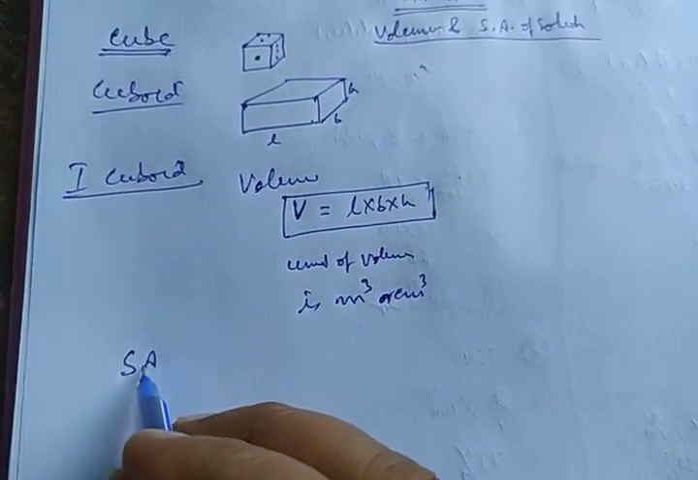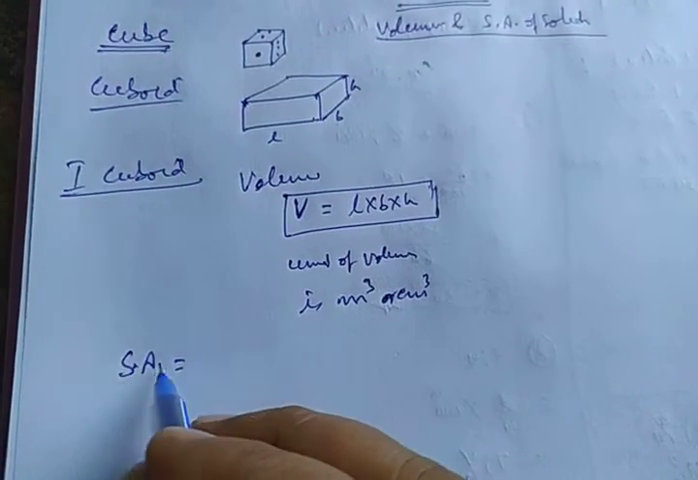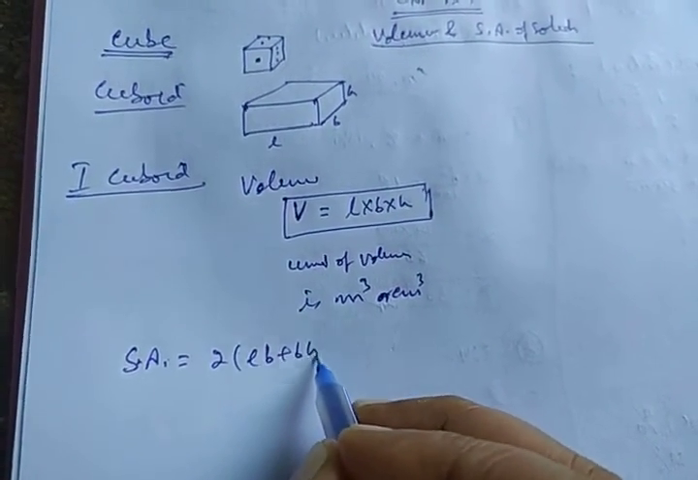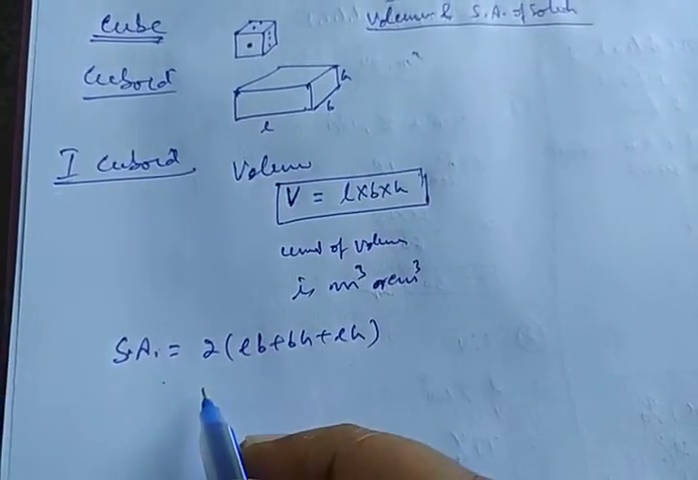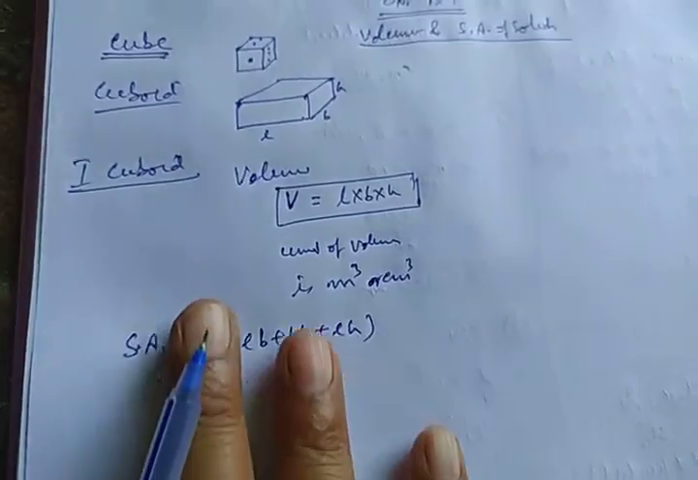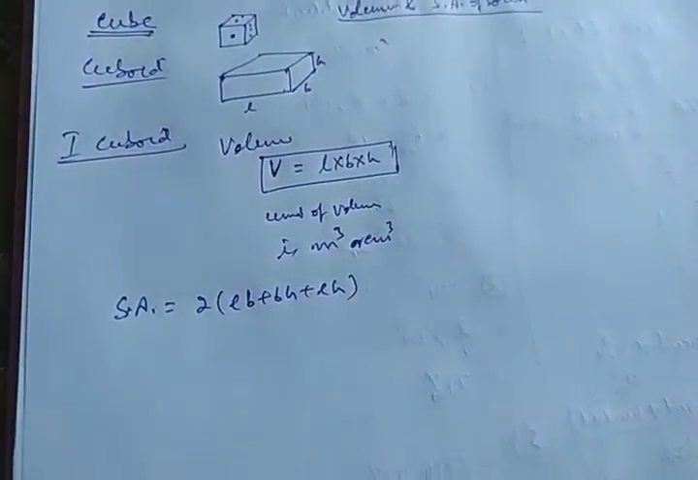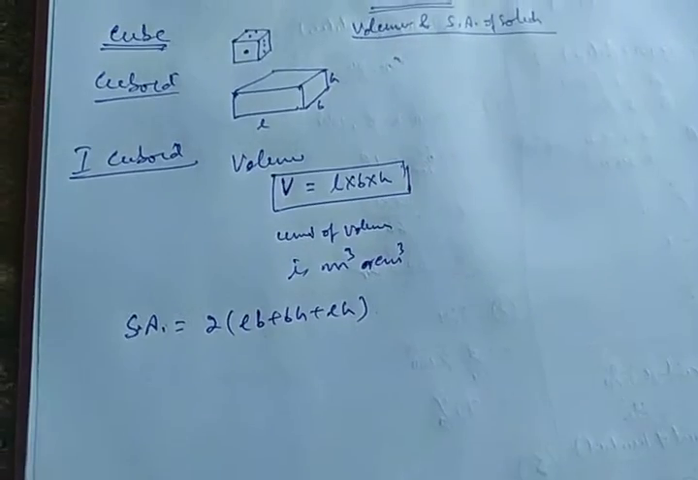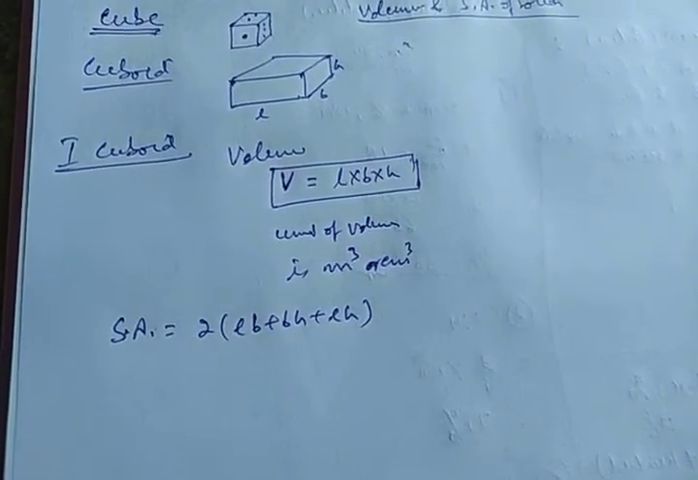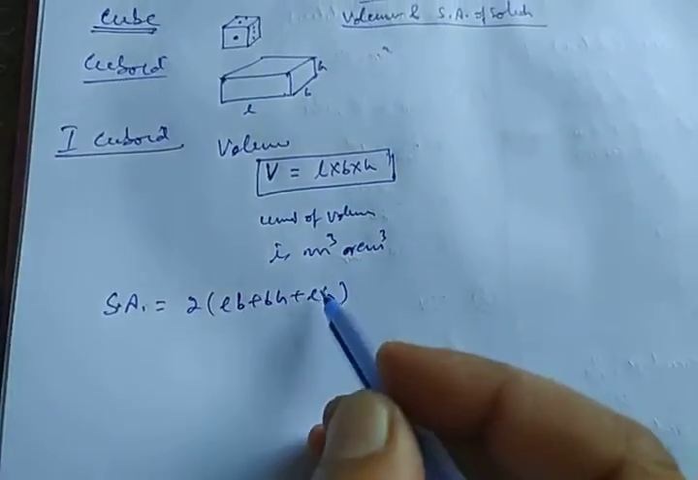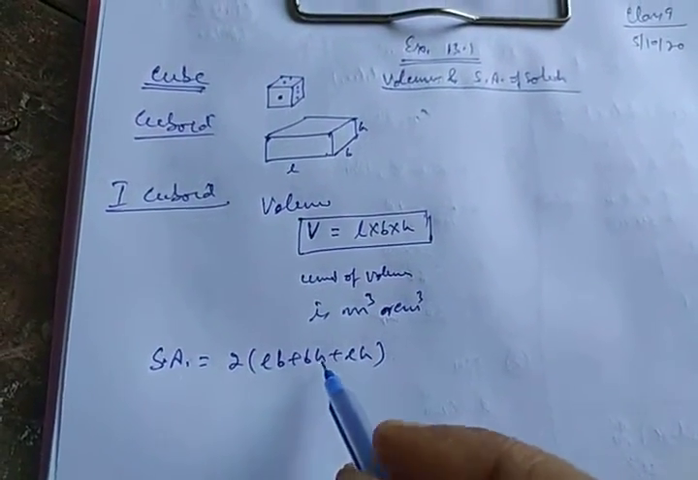Now the surface area. Surface area is denoted by SA. You can write surface area. It is 2 times (LB plus BH plus LH). This is the formula for obtaining the surface area. Surface means this page is having a surface, and the book overall, how much space it is covering, occupying the space, is called the volume. Then this is the formula for the surface area.